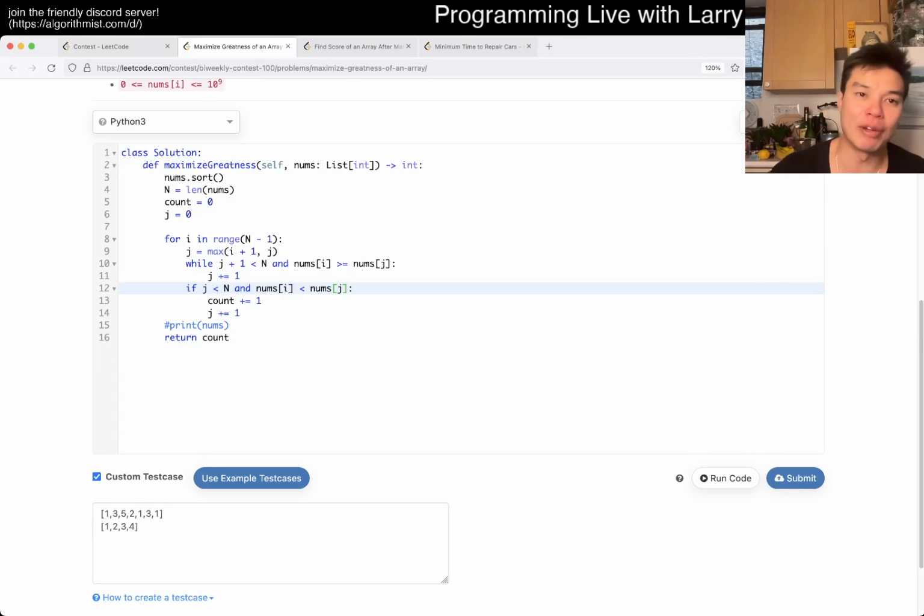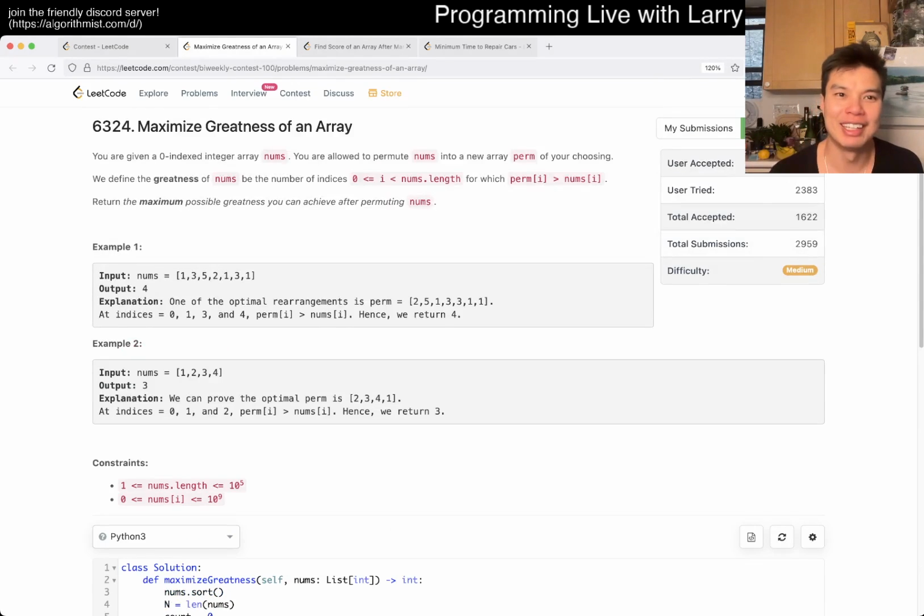This is me doing Biweekly Contest 100 Q2. Maximize greatest of an array.